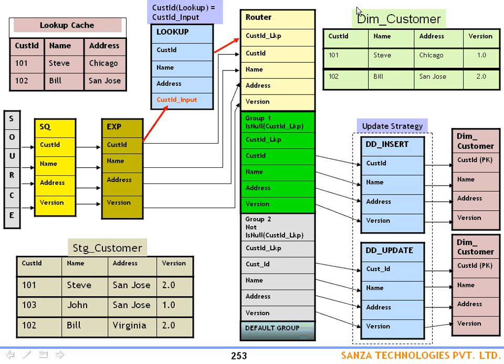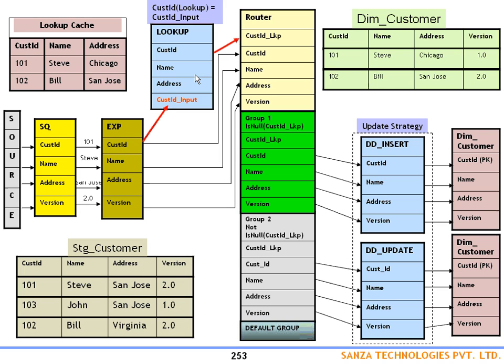How does it get the data from this table? It is a table, so it will write a select statement internally by default. Like your source qualifier, it will write a select statement. So it gets the data into the cache.